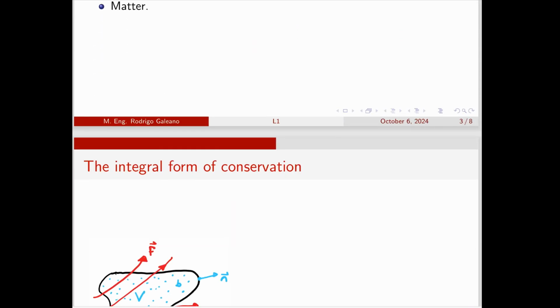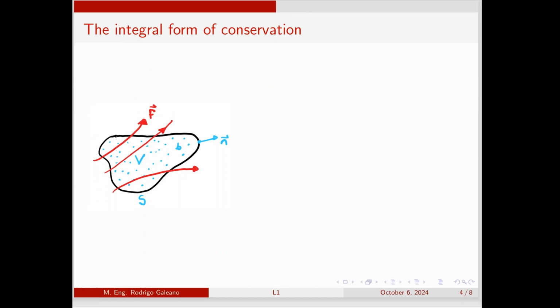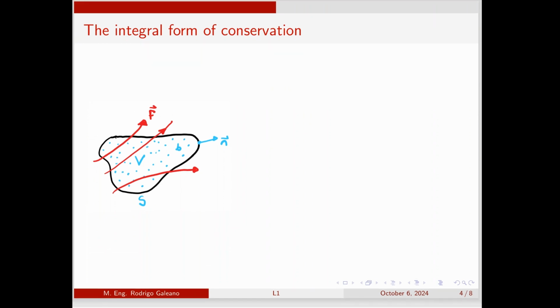Now, the first type of conservation equation that we can write is the integral form. Think about a volume V that has a surface S. This surface S is orientable. That means we can define a normal vector n pointing outwards. And within the volume, we have a certain concentration v of a quantity that is being conserved. For example, mass, energy, or momentum. Now, throughout this volume, we have a vector field F that transports v.